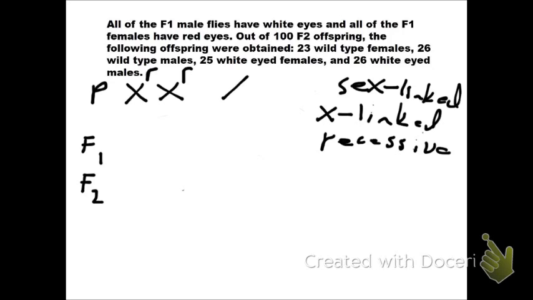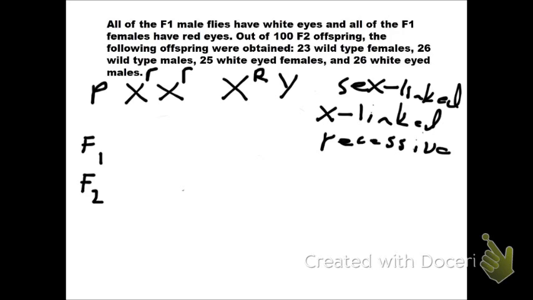Our P generation male is XY. We're going to show his big R because he was dominant for red eyes. We don't put anything on the Y chromosome in terms of a superscript because it's an X-linked trait.